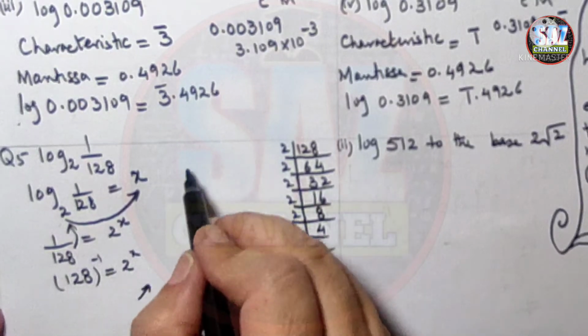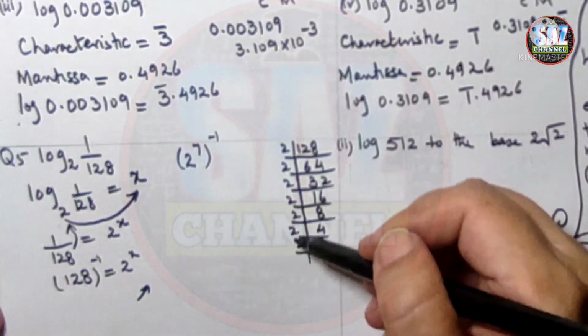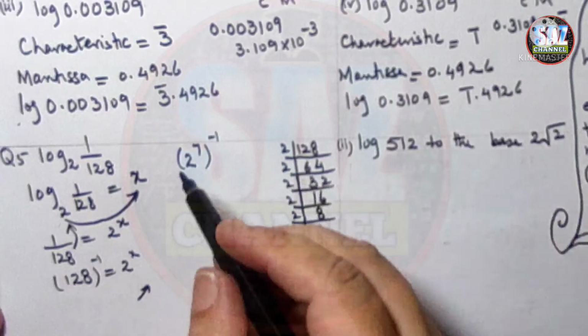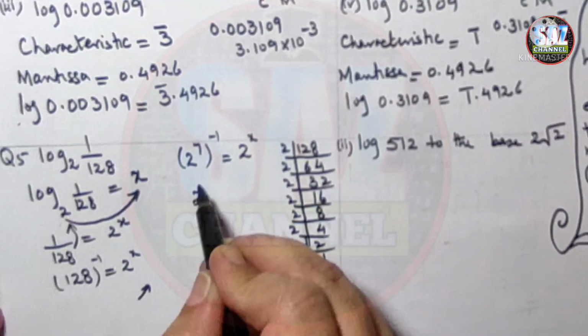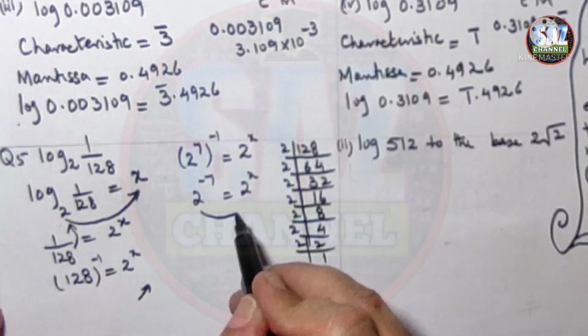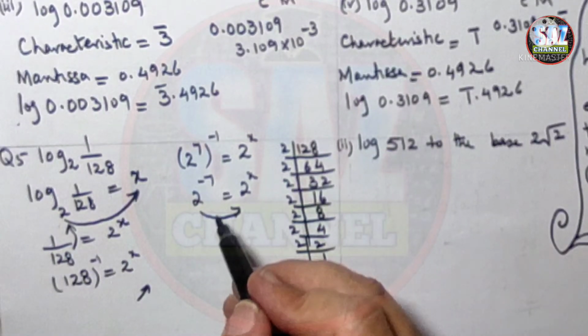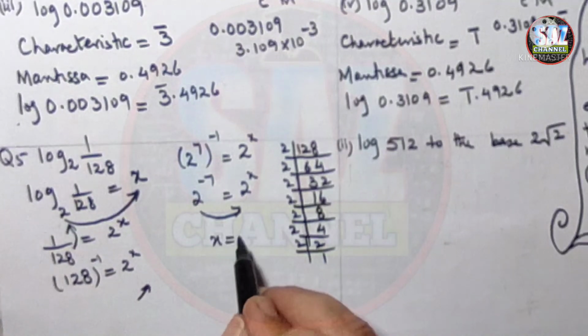So this can be written as 2 raised to the power of 7, raised to the power of minus 1. Counting 1, 2, 3, 4, 5, 6, 7, this equals 2 raised to the power of x, or 2 raised to the power of minus 7 equals 2 raised to the power of x. As the bases are the same, we can equate the powers. x equals minus 7.